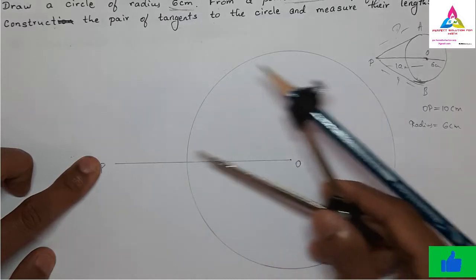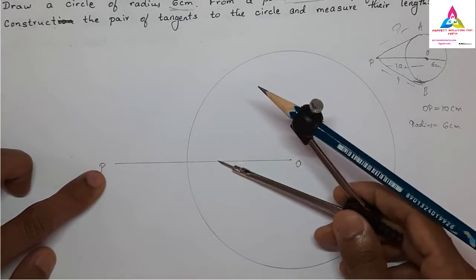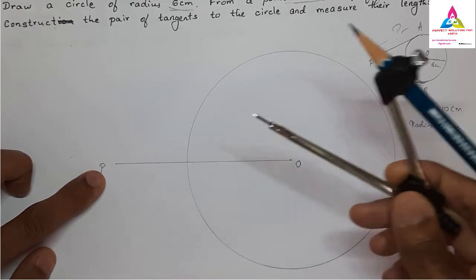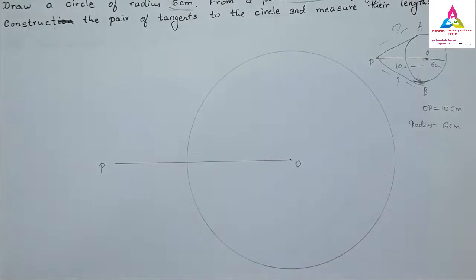Means we have to find the middle point of this PO. It is total 10 cm, so the midpoint will be 5 cm only. But without using the scale, we can construct the midpoint. We can find the midpoint.